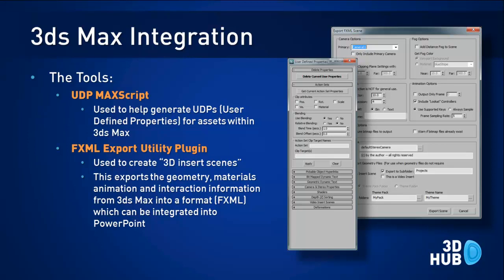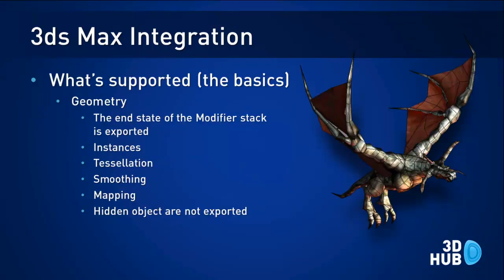That's what we use to transfer that information forward in the process. When we're exporting things from 3D Studio Max, there's a few things we have to be aware of. Firstly, when we talk about the geometry, when we export from 3D Studio Max, it's the end state of the modifier stack that's exported. So if you are used to using bend modifiers, twist modifiers, slice modifiers, any of the modifiers that you use, it will just collapse the stack and it will export the final snapshot, as it were.